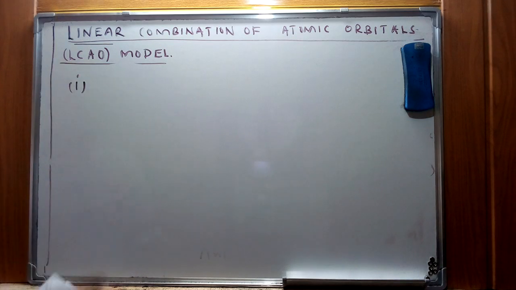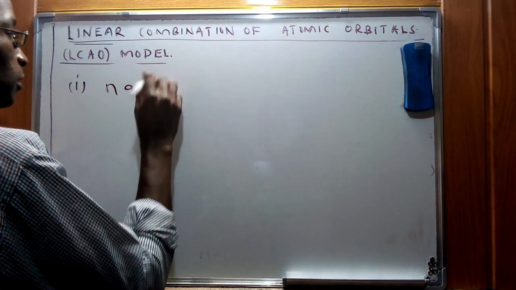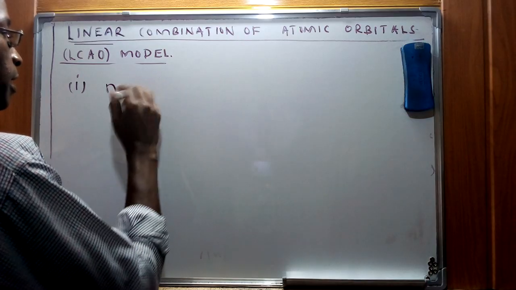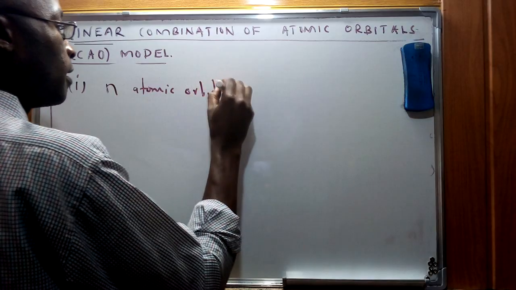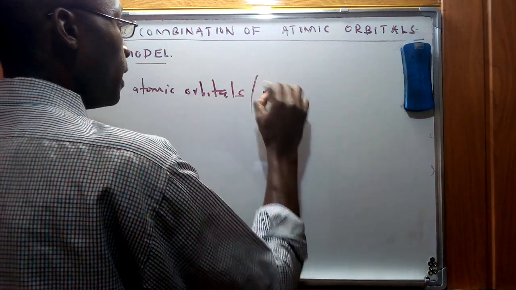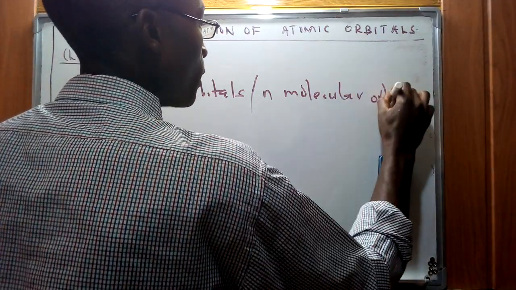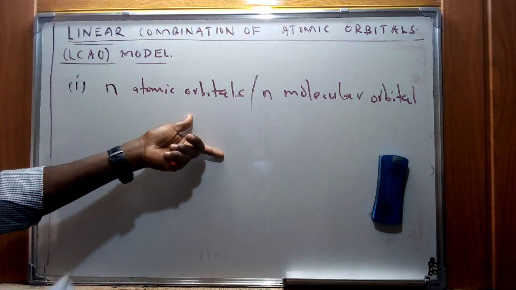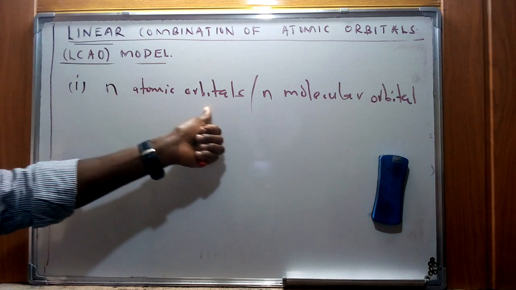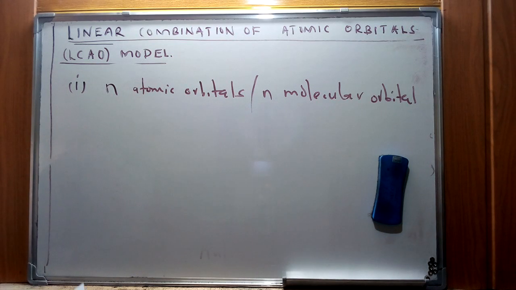So for the first one, for atomic orbitals to form molecular orbitals, n atomic orbitals, where n refers to a number, are going to combine to form n molecular orbitals. So there is that coherency: a particular number of atomic orbitals are going to combine to form that respective number of molecular orbitals.